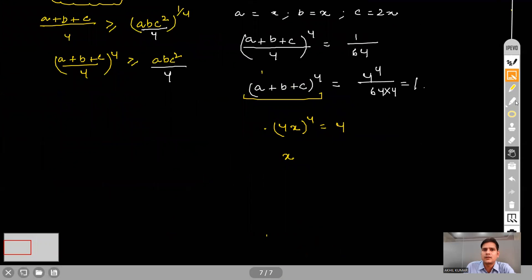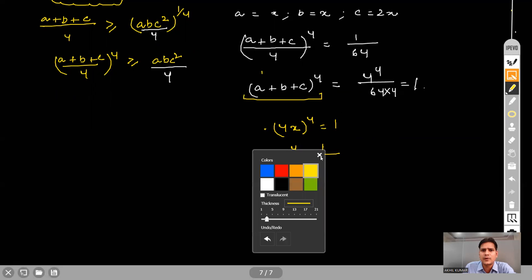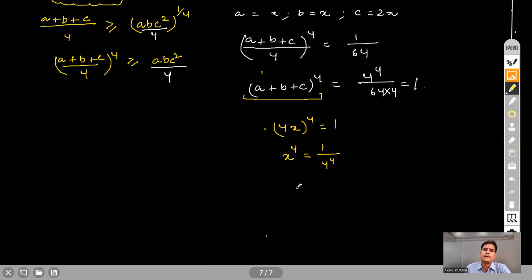So what we can say? We can say this 4x raised to power 4. This is A plus B plus C is 4x. 4x raised to power 4 must be equal to 1, right? So from here, we can say 4x raised to power 4 will be equal to 1 by 4 raised to power 4. Okay. So from here, we can say x must be equal to 1 by 4. Okay. X must be equal to 1 by 4.